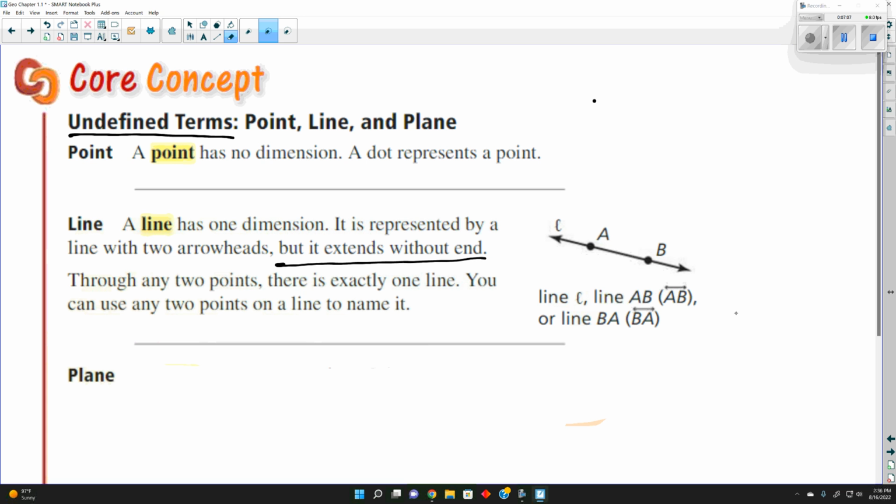Now, when we name a line, there are several ways that we name it, and we use 2 points. The way we name a line is we use 2 points on the line. So here, the 2 points on the line are A and B. So we can say AB, and we draw a line above it. So whenever we name a line, we use 2 points. And we could also name it BA. So AB or BA would be used to name this line.